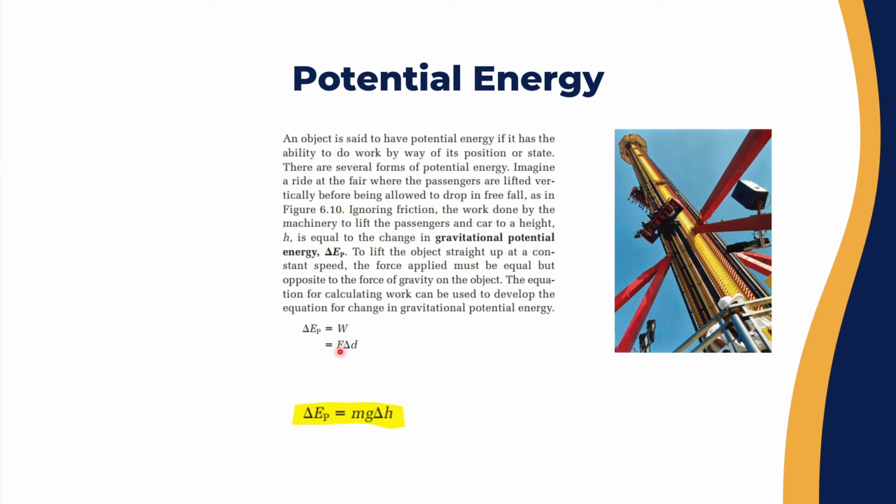F here is the gravitational force because the object is going in free fall. That means, as you know, Fg equals mg. Replace that with mg, then you arrive at the potential energy equation: delta EP equals mg delta h. So the mass by gravitational acceleration by the change in height.